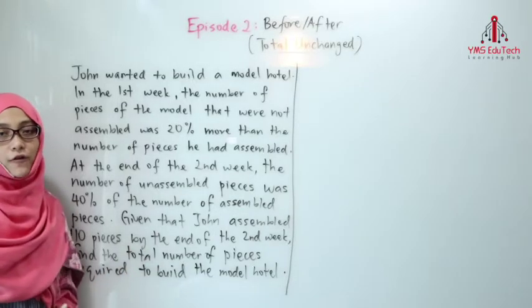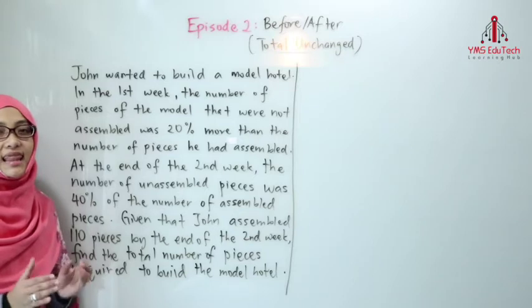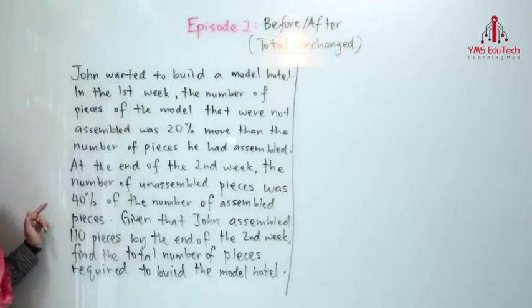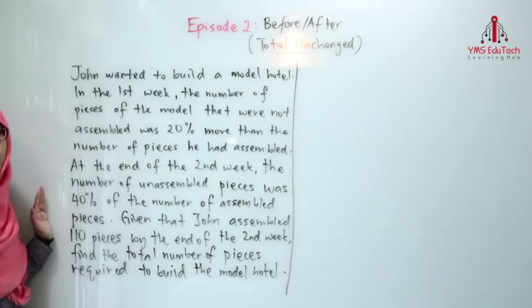So this is an example of total unchanged type of question. Let's read the question together. John wanted to build a model hotel. In the first week, the number of pieces of the model that were not assembled was 20% more than the number of pieces he had assembled. At the end of the second week, the number of unassembled pieces was 40% of the number of assembled pieces. Given that John assembled 110 pieces by the end of the second week, find the total number of pieces required to build the model hotel.